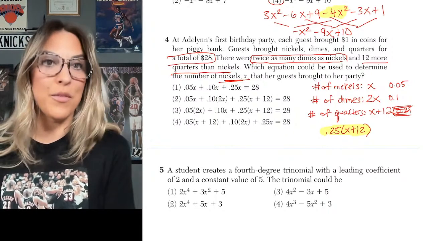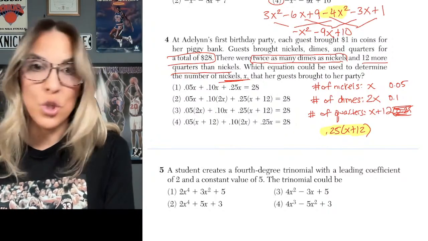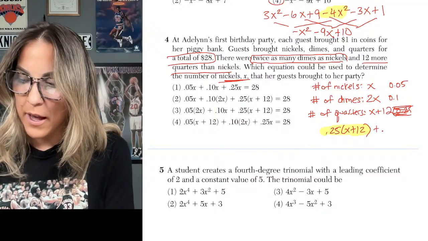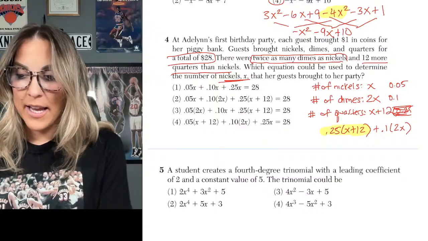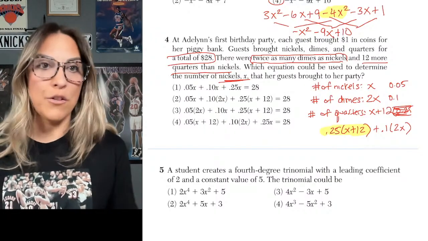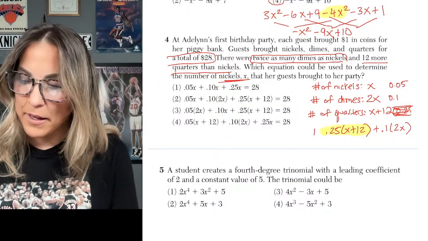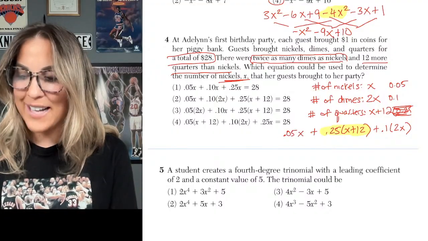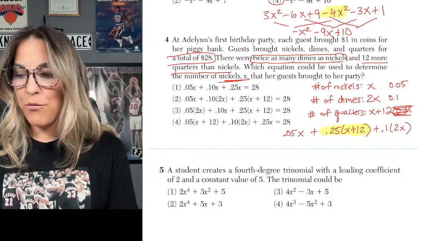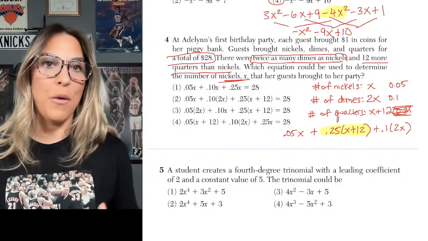Each dime is worth 10 cents, but I have 2X dimes. So I'm going to multiply 10 cents by 2X. And that expression is going to give me the value of all of my dimes. And then lastly, my nickels, I have each nickel being worth 0.05, and there are X nickels. So 0.05x is the value of my nickels.